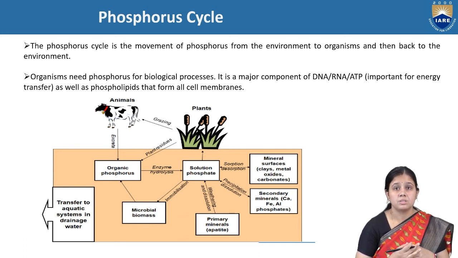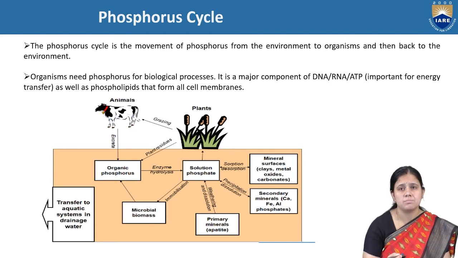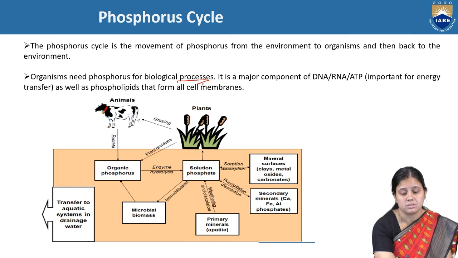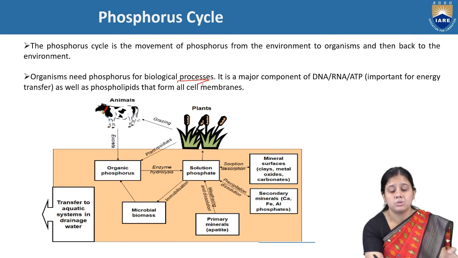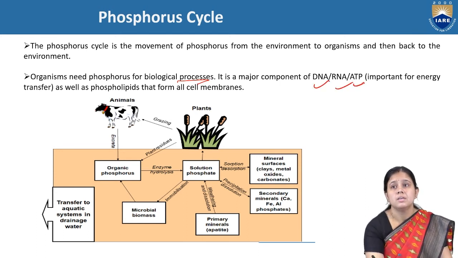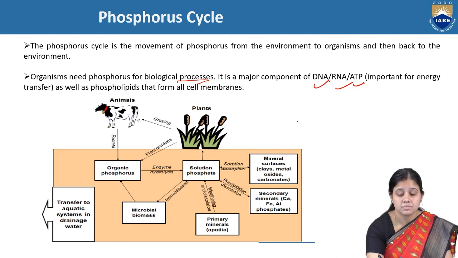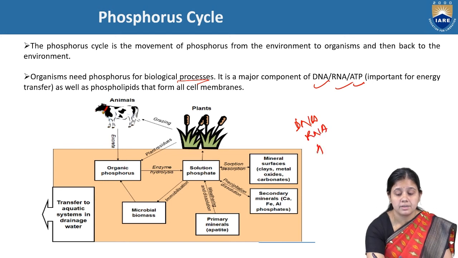The organisms, the plants, the organisms on the earth need phosphorus for their biological processes, and phosphorus is a major component of DNA, RNA, ATP. ATP is important for the transfer of energy, as well as phospholipids that form all cell membranes. So phosphorus is a very important part of biochemical and biological processes in an organism.